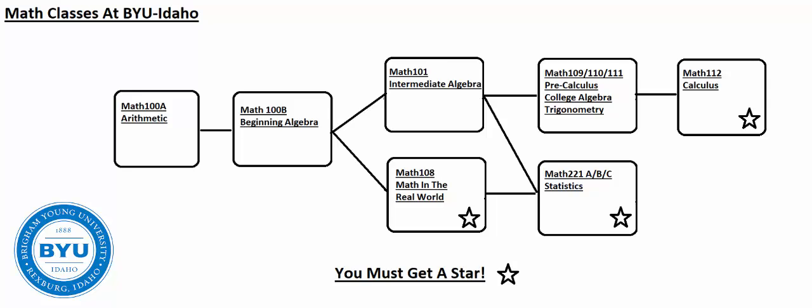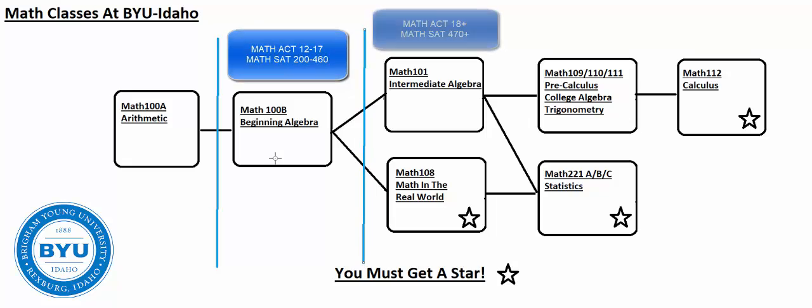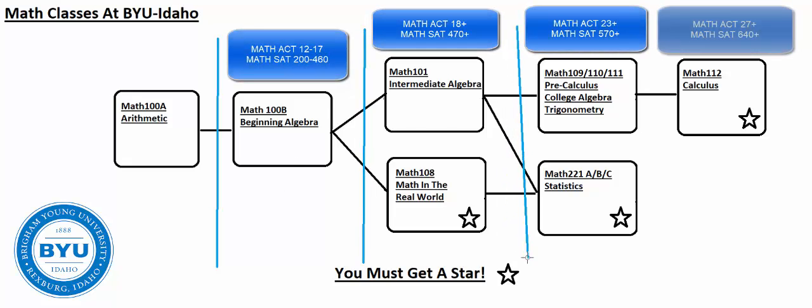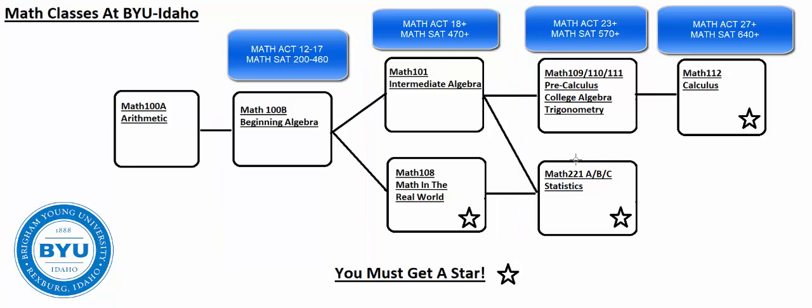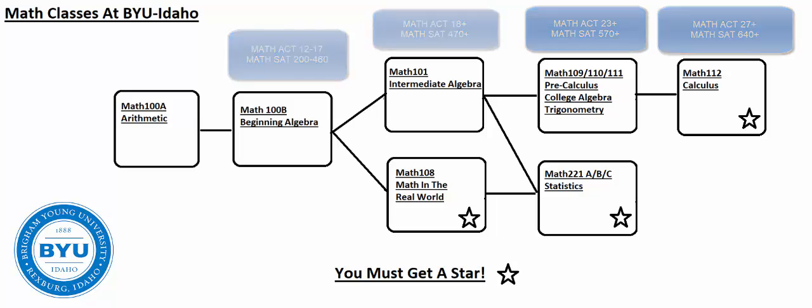As I look at this chart, it almost looks like the plan of salvation. Look at this. We have pre-mortal math, mortal math, post-mortal math, spirit paradise and spirit prison. Oh, okay, I'm not saying that Math 108 is spirit prison. And then here at the end, we have the celestial, terrestrial, and telestial math. Okay, no, that's going too far. It's not the math plan of salvation.